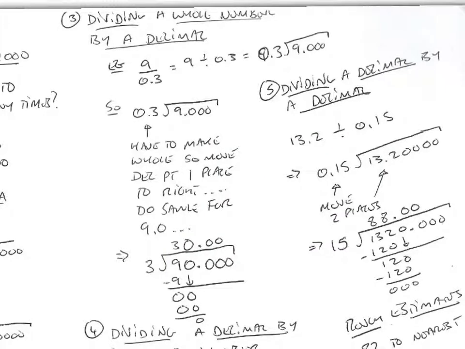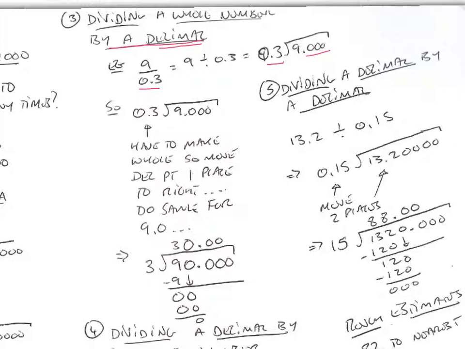So let's look at dividing a whole number by a decimal. So this is slightly different now. So 9, the whole number, divided by the decimal 0.3 is the same as 9 divided by 0.3, and that's the same as 0.3 into 9.0.